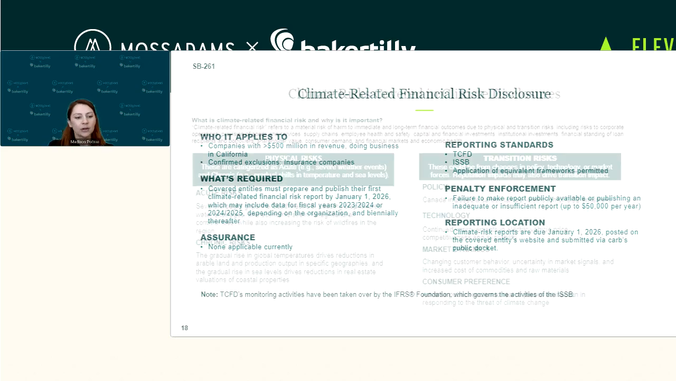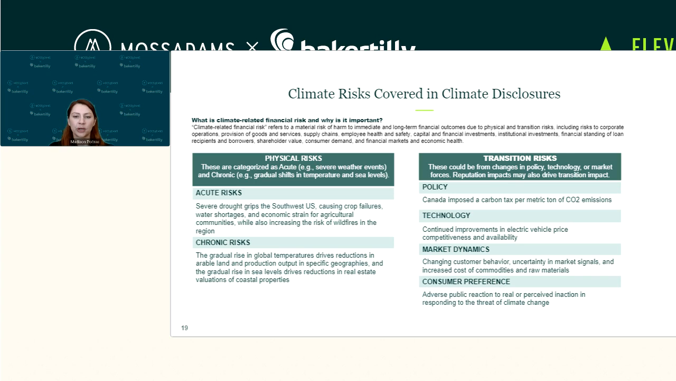All right, and then we did want to take some time just to go over what climate-related financial risk is. Everyone talks about it. This is the basis of this bill. But what does this actually mean? A climate-related financial risk refers to any material risk of harm to a company's financial condition or long-term performance that comes from either physical climate impacts or transition-related impacts.